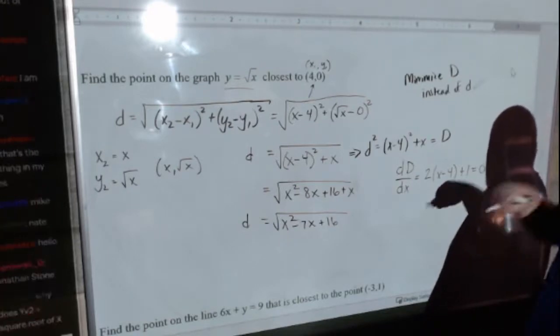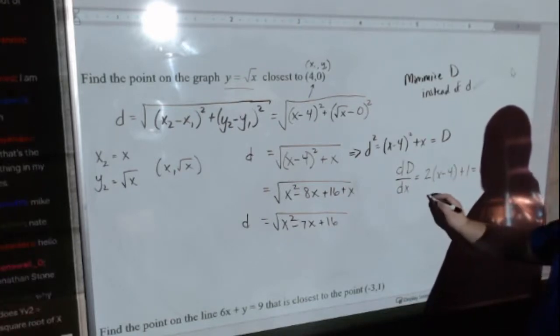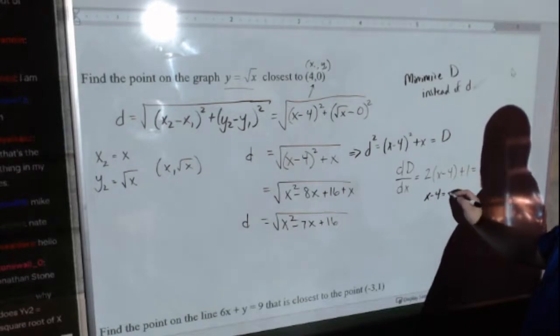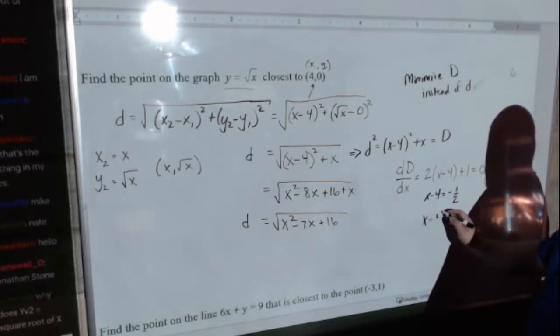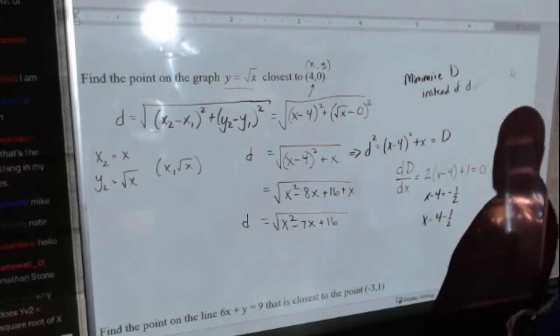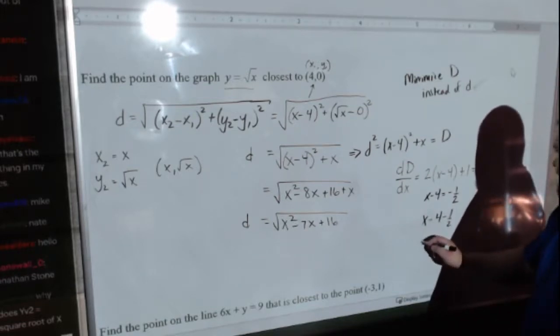So then, solving this, I have x minus 4 equals minus 1/2. x equals 4 minus 1/2. So that's what, 7/2.